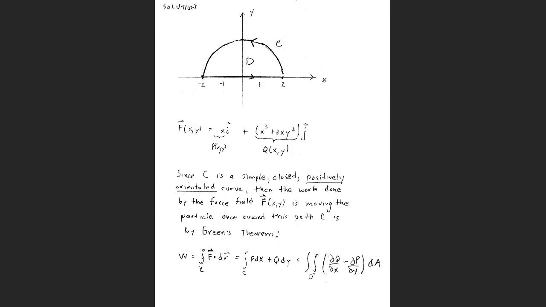Let me go back to the picture here. It's important that when you draw your path, as described by the problem that you're given, you notice the orientation, because sometimes the orientation could be negative. So you just want to keep that in mind.